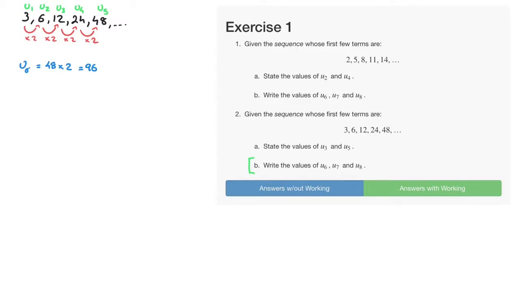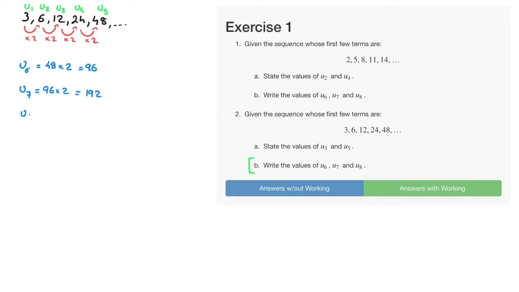In a similar way, we can find the 7th term, U7, because U7 would equal 2 times the 6th term, and that's 96 times 2. And 96 times 2 is 192. We carry on this way.